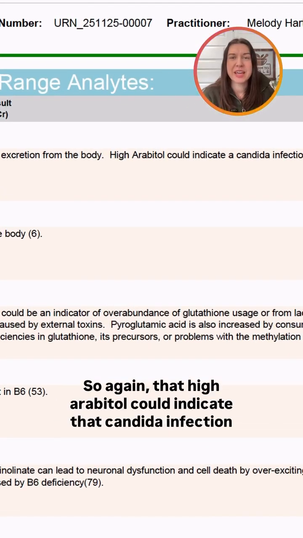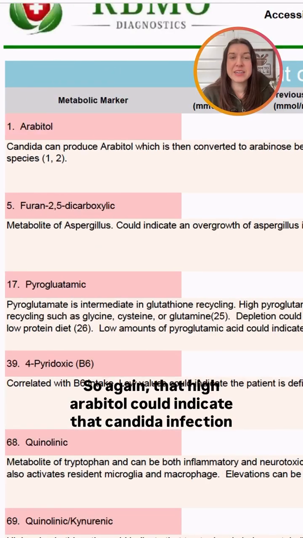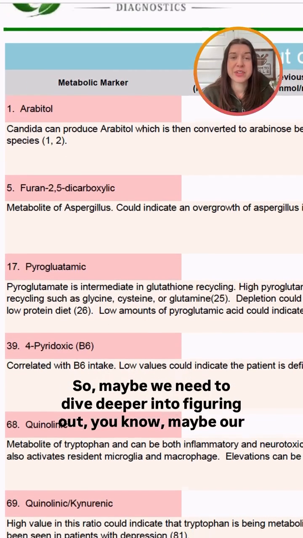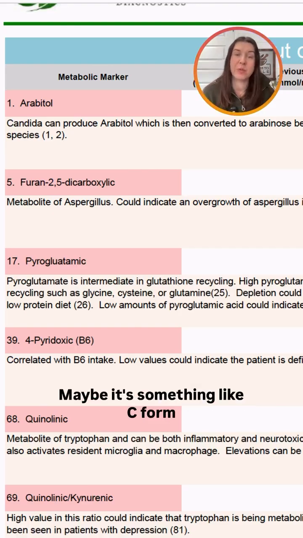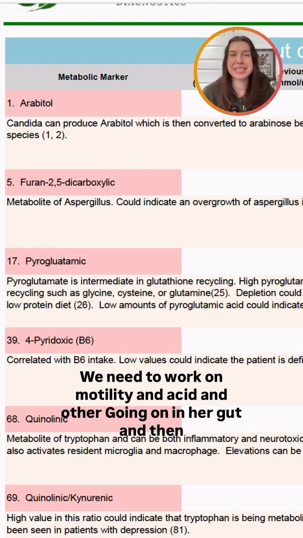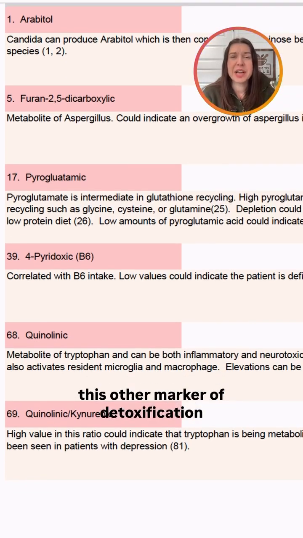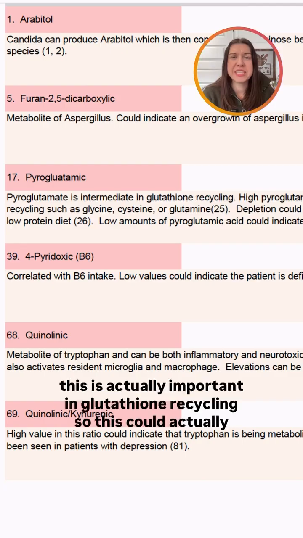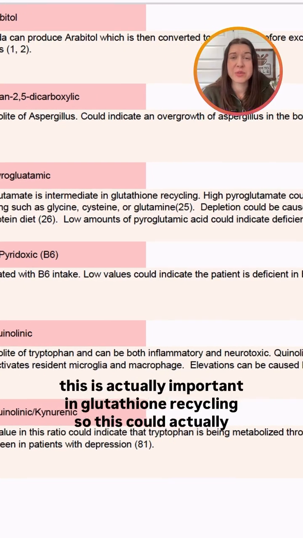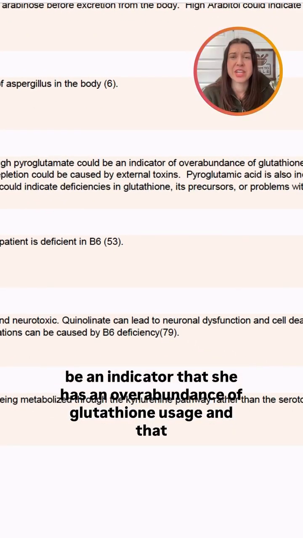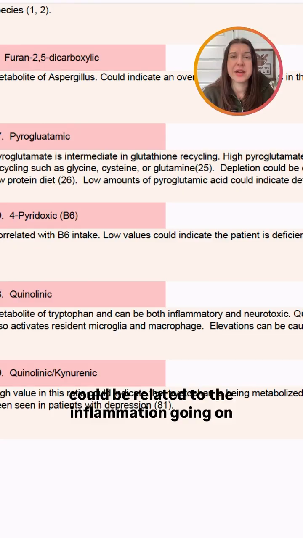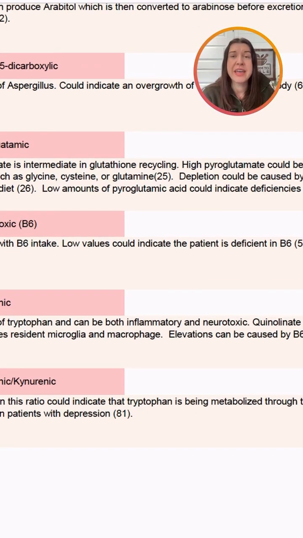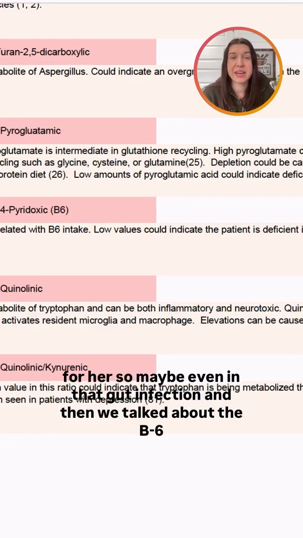So again, that high arabitol could indicate that candida infection. So maybe we need to dive deeper into figuring out, maybe our treatment wasn't working, or maybe it came back. Maybe it's something like SIFO and we need to work on motility and acid and other things going on in her gut. And then this other marker of detoxification, this is actually important in glutathione recycling. So this could actually be an indicator that she has an overabundance of glutathione usage, and that could be related to the inflammation going on for her. So maybe even in that gut infection.